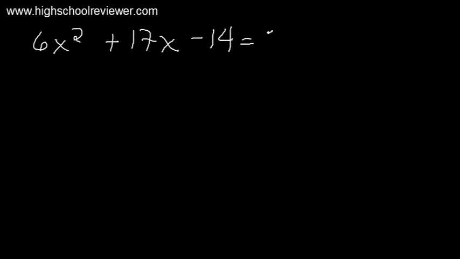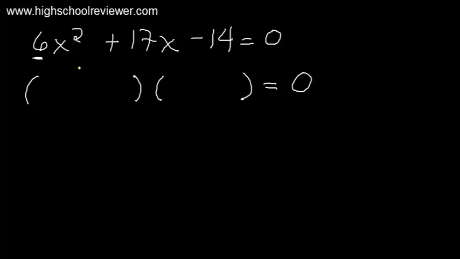Our next problem, we have positive 6x squared plus 17x minus 14 equals 0. Since our first term has a numerical coefficient, we will base our factoring on our first term. Okay, so we will factor out our first term. This is equal to 0. So our first term is 6x squared.